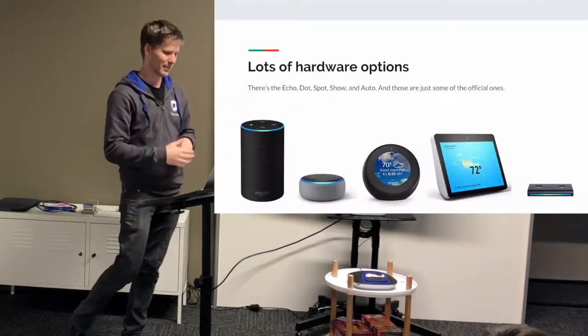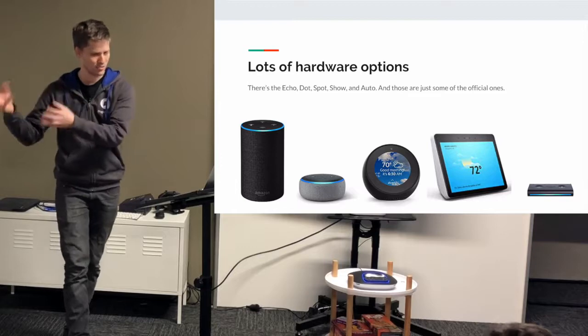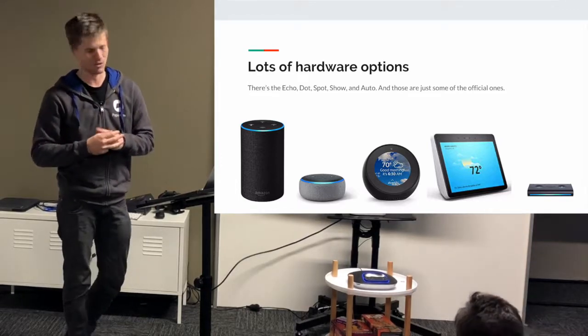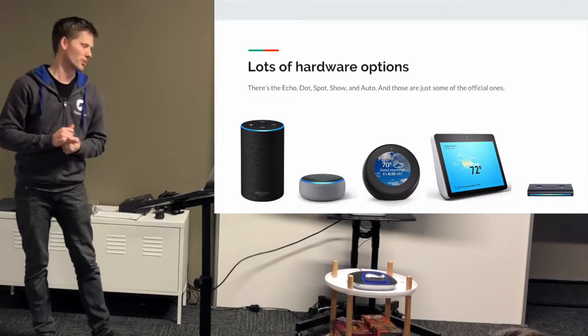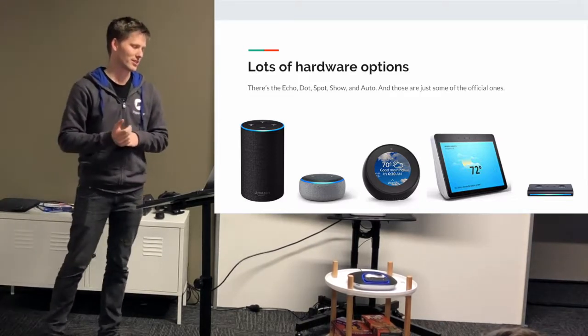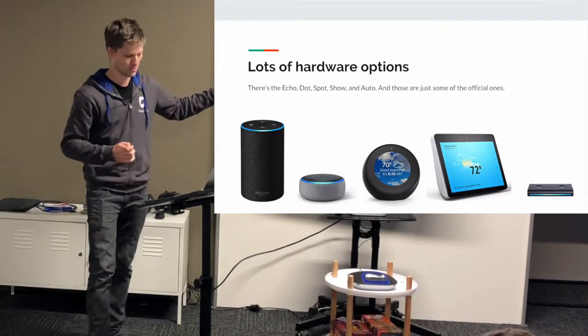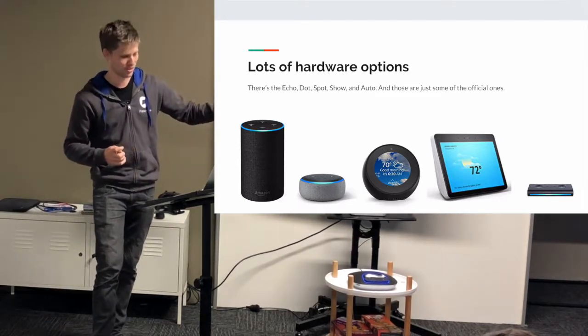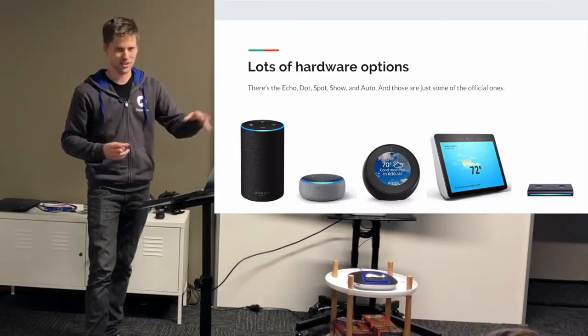Alexa comes in a variety of flavours. There's kind of two different parts of it: the hardware side of things and the software side of things. Amazon is big on all of their machine learning and crazy APIs and everything being accessible and open. On the hardware side, they've got the Echo speaker, which is the first one on the left. That's the main one that most people know about. Then they've got the Dot, the Spot, the Show, and the Auto. And those are just the official ones that Amazon makes.